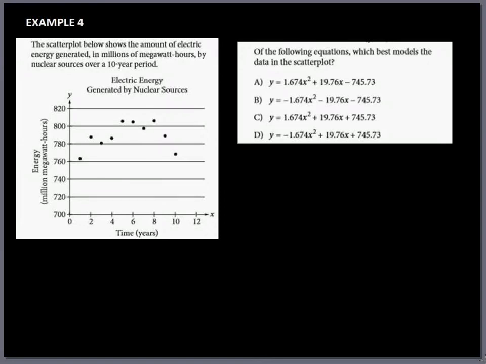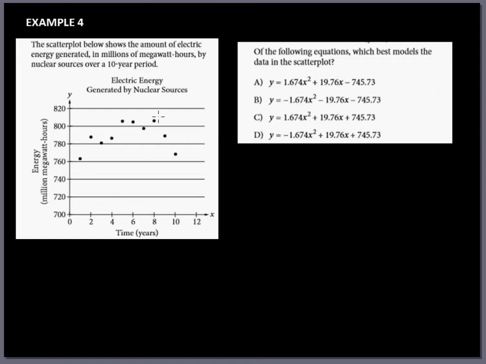Okay, let's look at example 4 of our best fit line problems. So here we are looking at a scatter plot that looks like the amount of electric energy generated in millions of megawatt hours by nuclear sources over a 10-year period. So these are the energy generated and then the time. This is in years.